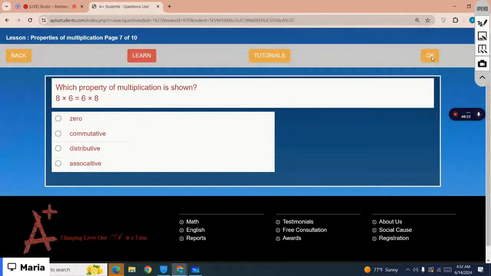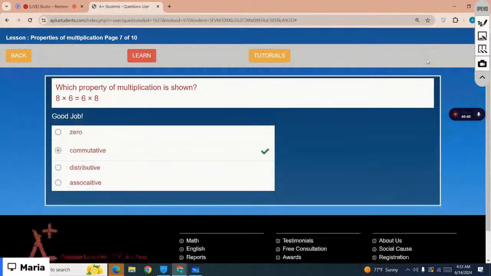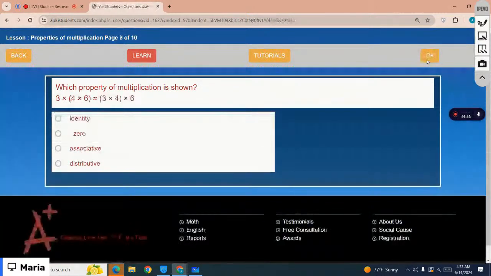Which property of multiplication is shown? 8 times 6 equals 6 times 8. Which is the correct option? Commutative property. The correct option is commutative property. Okay, you can complete the lesson by yourself later today. Let me just move on to the next lesson.